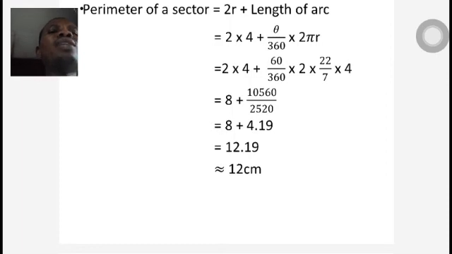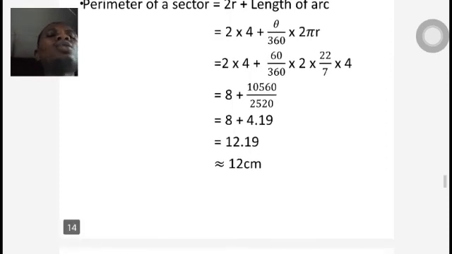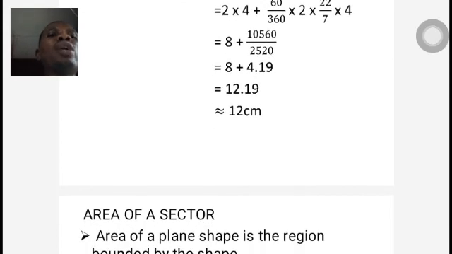10560 divided by 2520 will give us 4.19. So add it together. 8 plus 4.19 gives us 12.19. And it asks us to take it to the nearest whole number. So we have 12 centimeters to the nearest whole number.